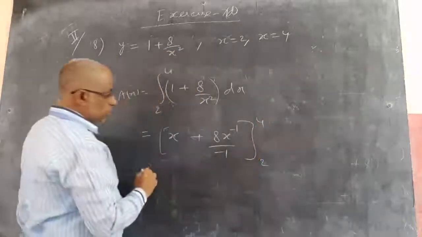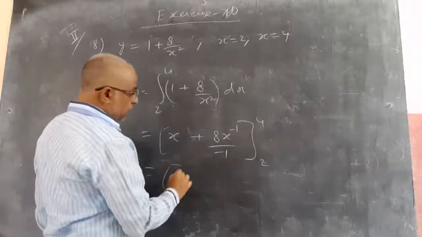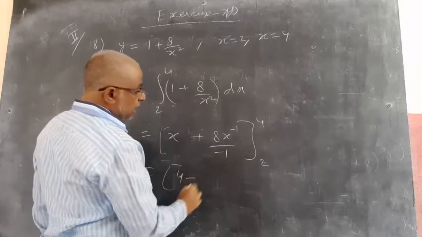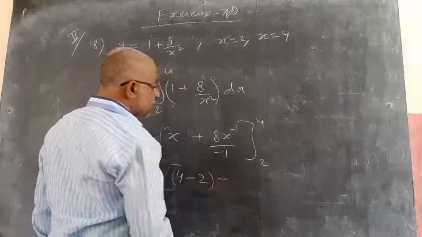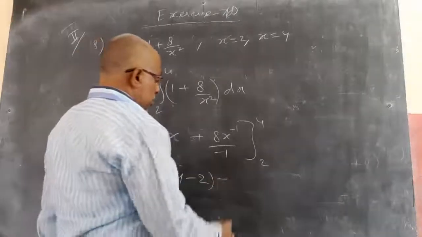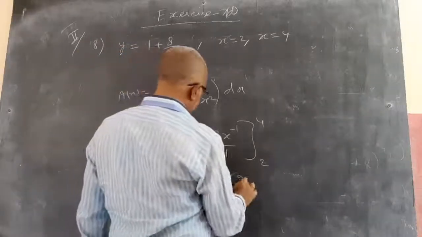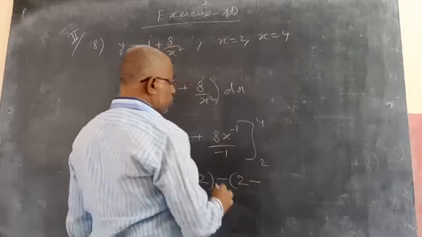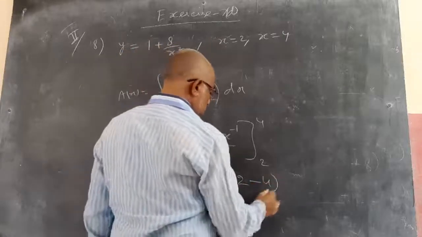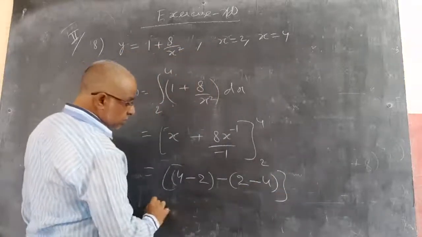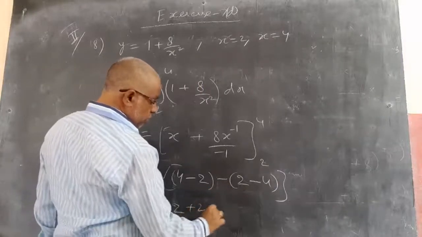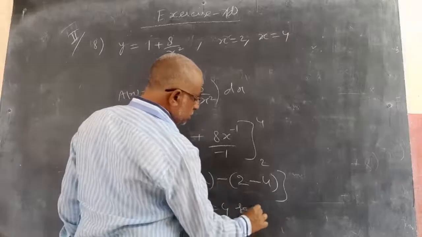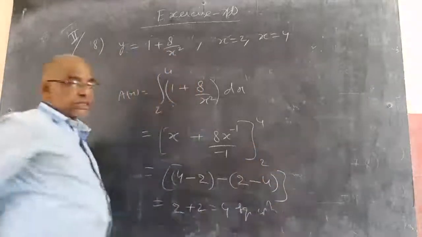2 to 4. So upper limit 4, if I substitute here: 4 minus 8 by 4, 8 by 4 is 2. Minus lower limit 2, if I substitute: 2 minus 8 by 2 is 4. So the final answer is 4 minus 2, 2 minus half minus plus 2. So 2 plus 2, 4 square units. 4 square units. Such a simple sum.